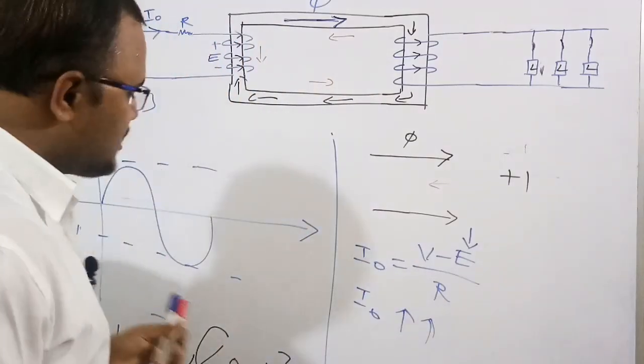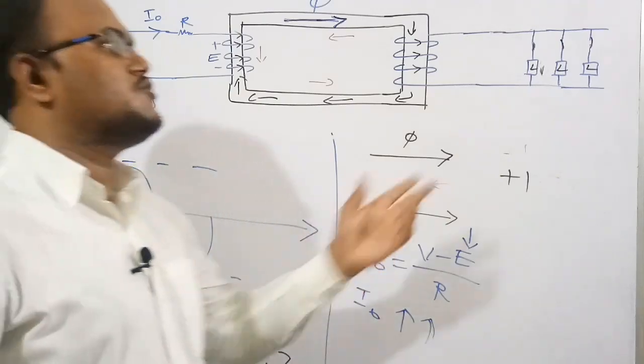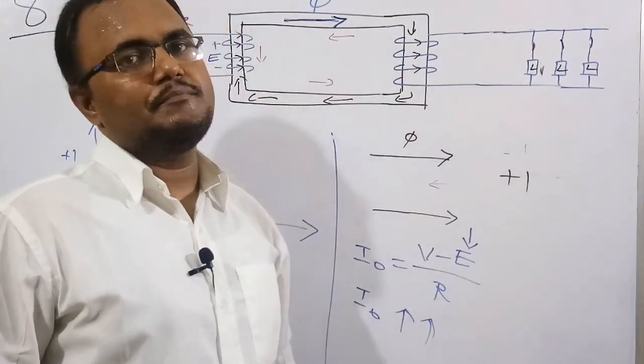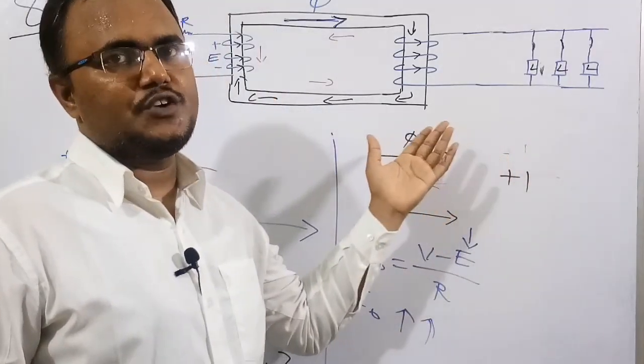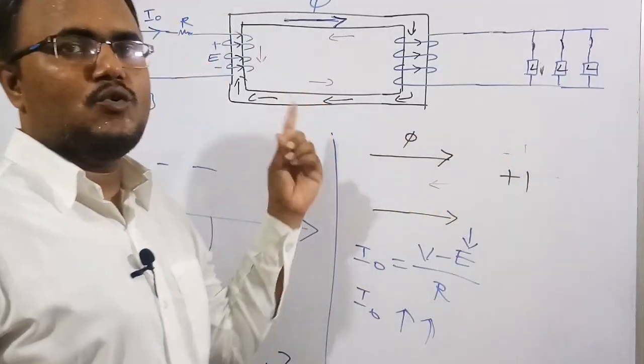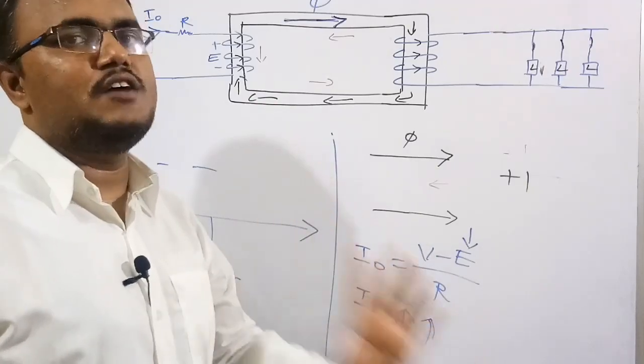So the answer for this question is: irrespective of load, no matter what type of load you keep, resistor or inductor or capacitor, no matter how many loads you keep, the flux in the core is always constant irrespective of the load. Now we will move forward to the 9th question.